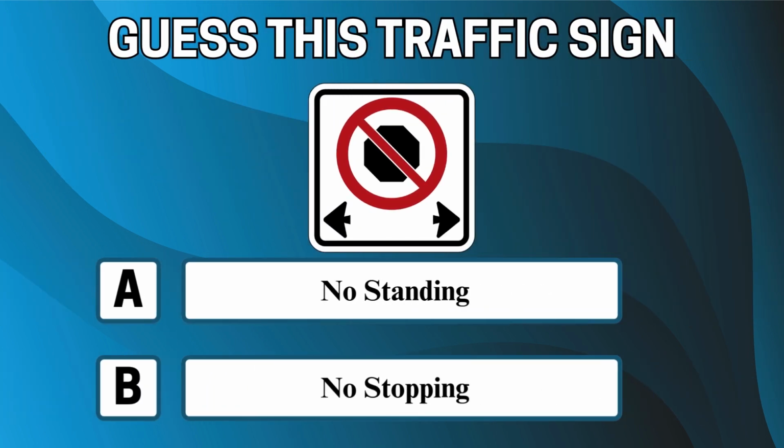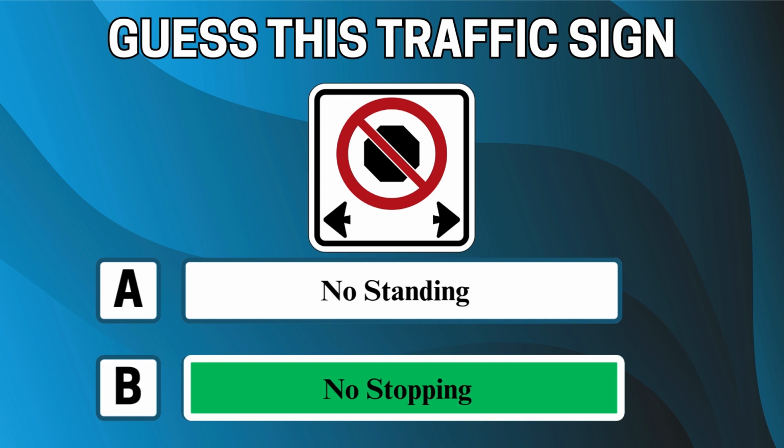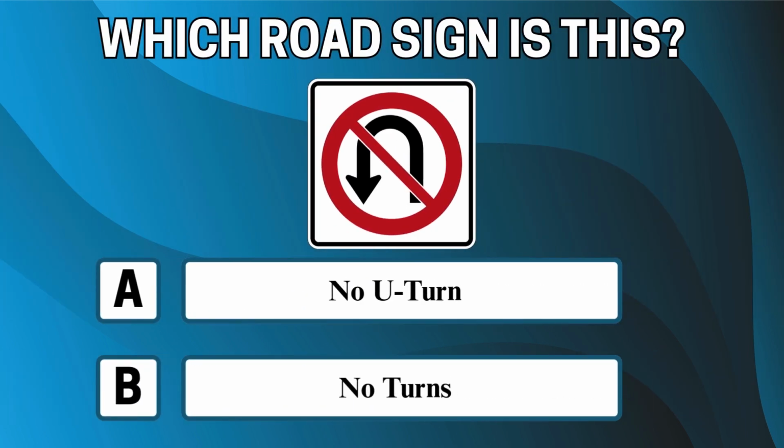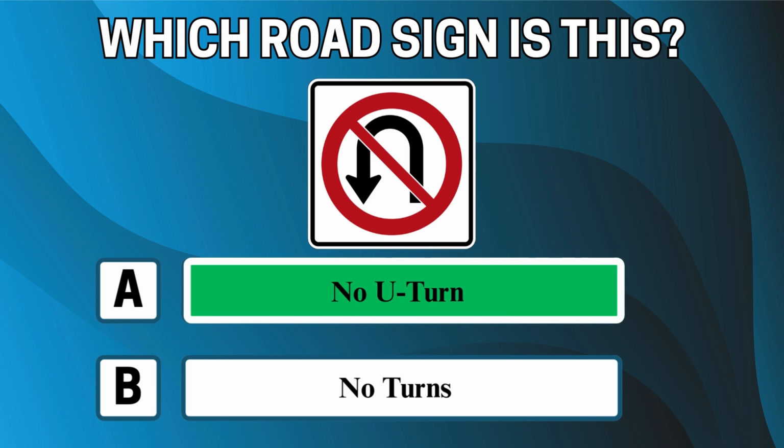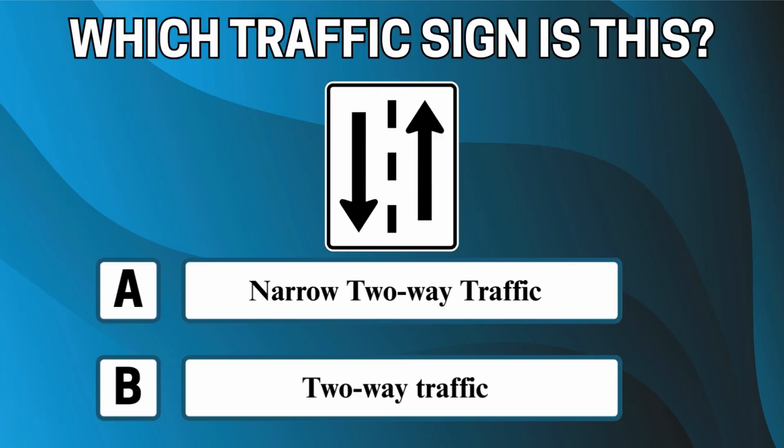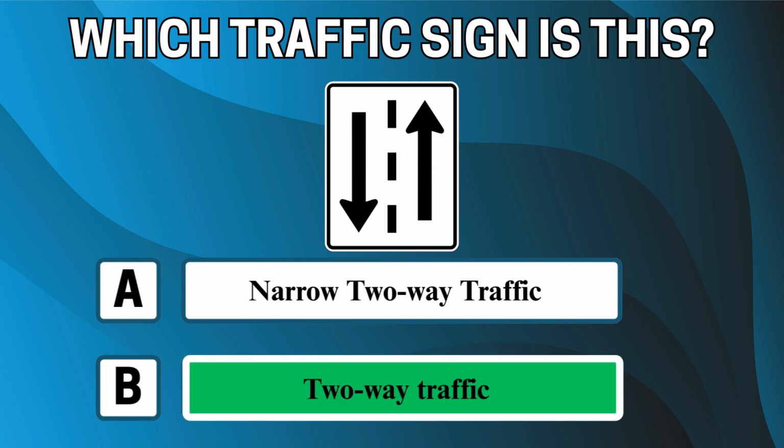Guess this traffic sign. Exactly, it is the no stopping sign. Which road sign is this? Correct, that is the no U-turn sign. Which traffic sign is this? That is right, it is the two-way traffic sign.